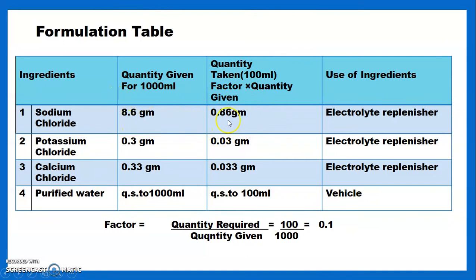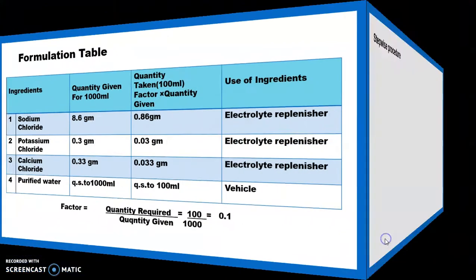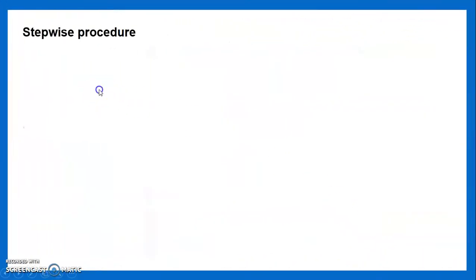Then the sodium chloride quantity is 0.86 gram for 100 ml, potassium chloride 0.03 gram for 100 ml, and calcium chloride quantity is 0.033 gram for 100 ml, and purified water is quantity sufficient to 100 ml. Here sodium chloride, potassium chloride and calcium chloride, all three, are used as electrolyte repletioners, and purified water is the vehicle. Then we go through the stepwise procedure.